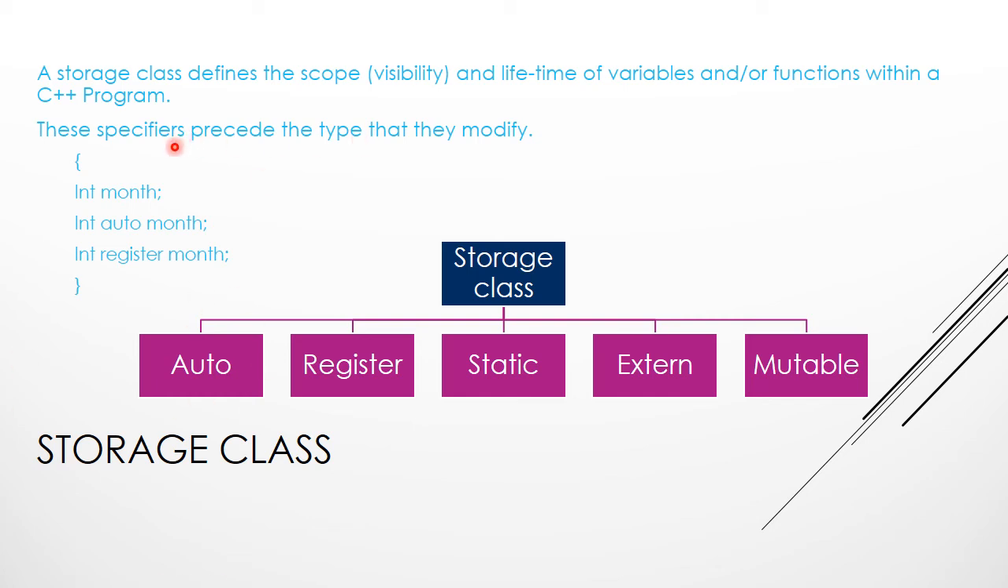And these are used with specific specifiers such as register, auto, etc. These are specifiers which tell the compiler to store the variable month, that is, whatever data is coming into the variable month, as an auto storage class. And this line says to store it in a register storage class. There are many storage classes in which we can store a variable.